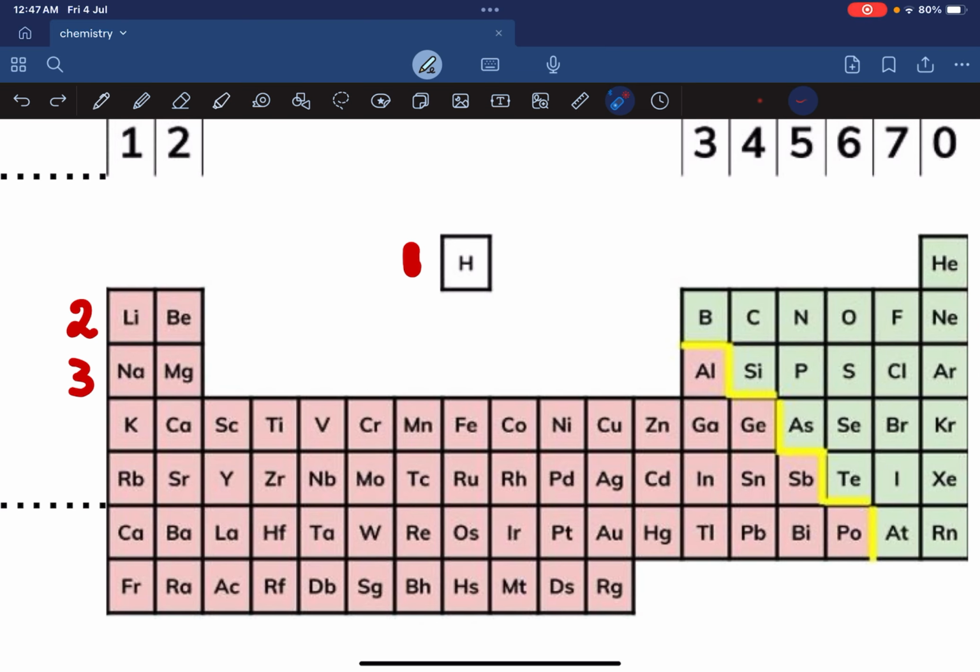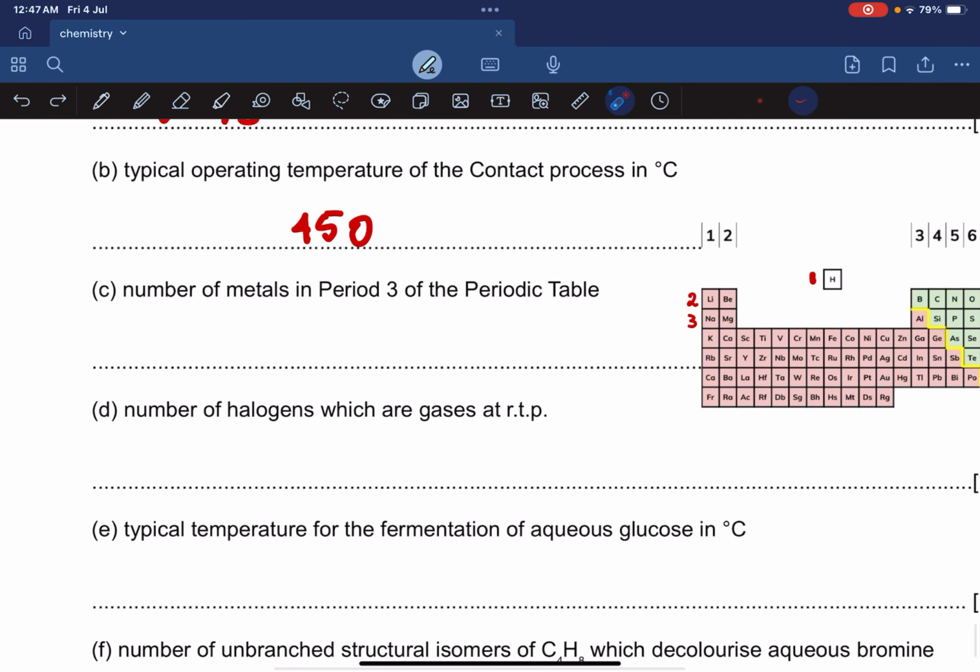All the metals that are in period 3: sodium first metal, magnesium second metal, and aluminum third metal. Silicon is not a metal. Why not a metal? Because it's on the left side of this zigzag line, so we cannot include it in the metal part. So we only have 3 metals. The correct answer is going to be 3.